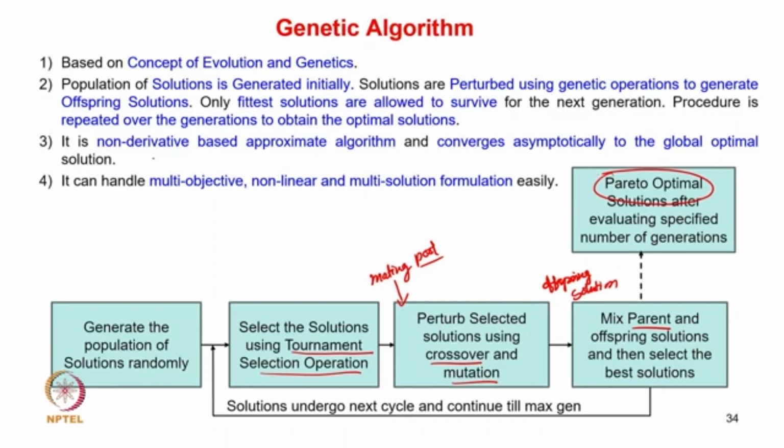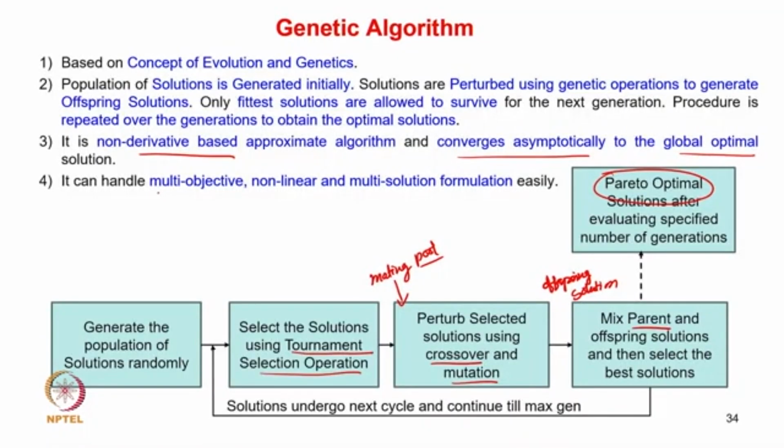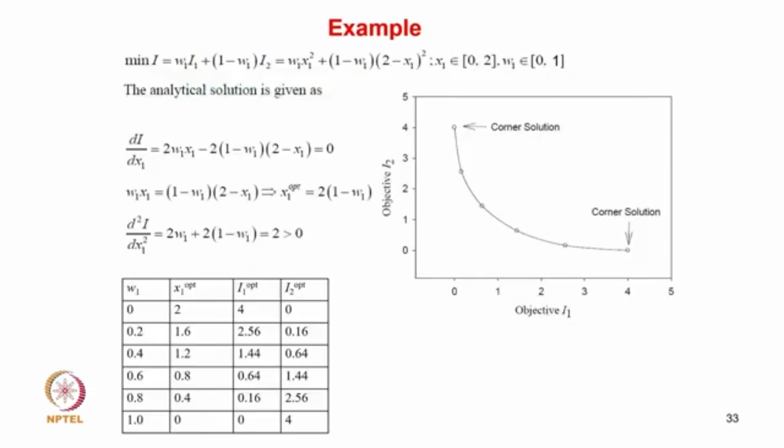These methods do not require derivatives, so they are derivative free, and they converge asymptotically to the global optimum solution. Methods like genetic algorithm, particle swarm, simulated annealing, even gravitational search, all these metaheuristic algorithms, can handle multi-objective, non-linear and multi-solution formulations easily. So these are the advantages.